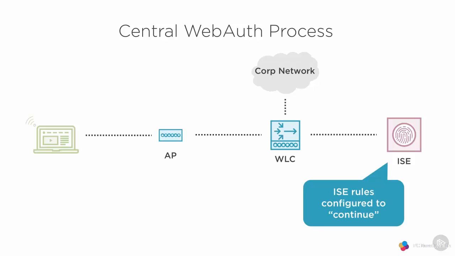We could do a MAC authentication bypass, and we may have landed on that as one of our rules, and perhaps the MAB failed because the MAC address of this device is not in our database. Again, in that case, we need to be configured to continue. So continue means go on to our authorization rules.